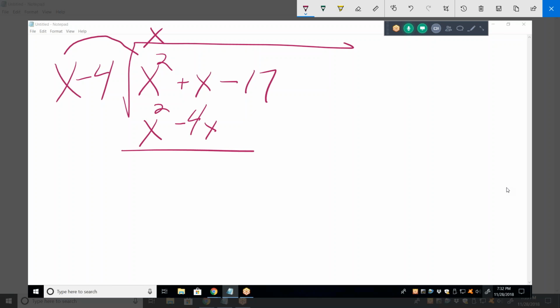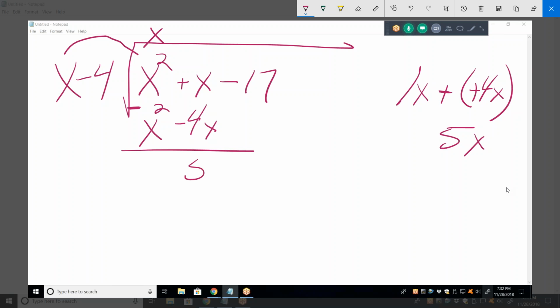And now, as is typical in all long division, you are subtracting. So subtract one line from the above. What do you get? We got 1x on top minus a minus 4x. Turn it into an addition problem. Becomes 5x. So that's 5x.